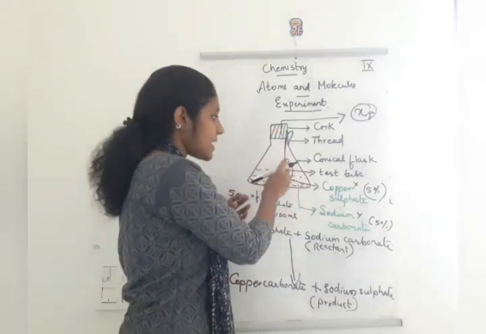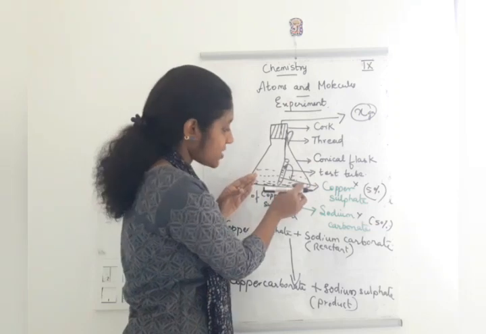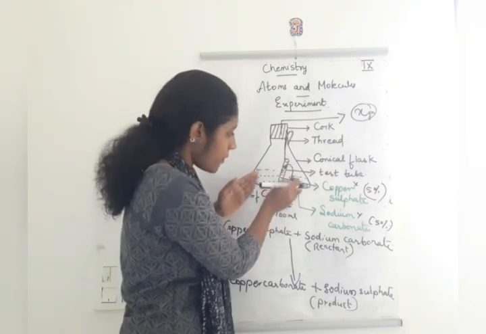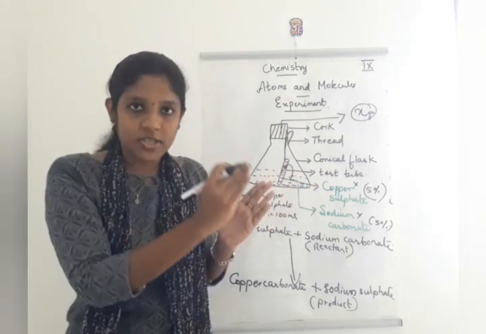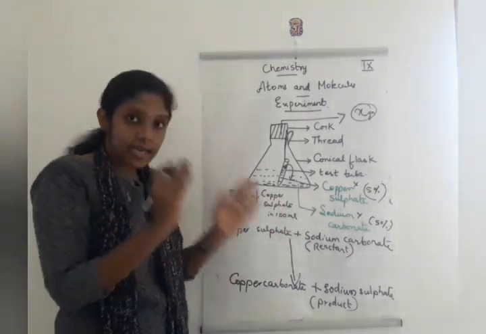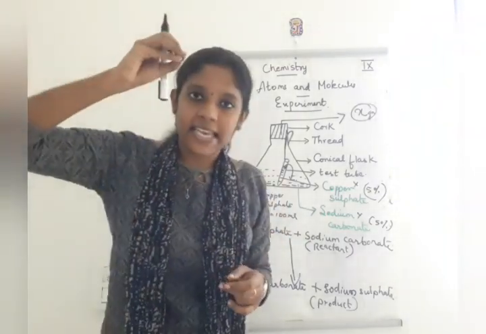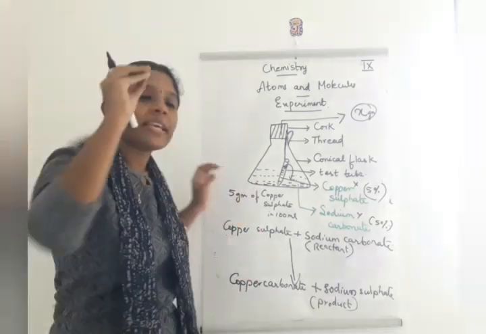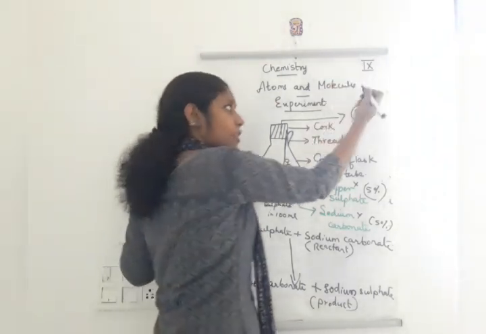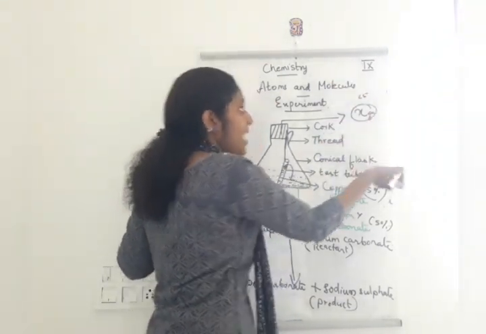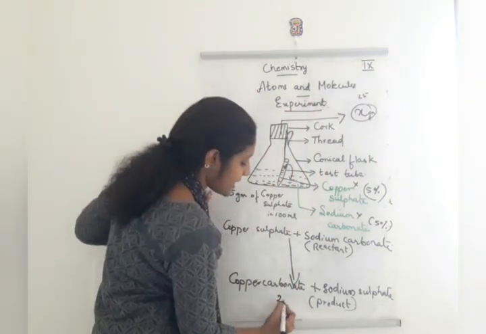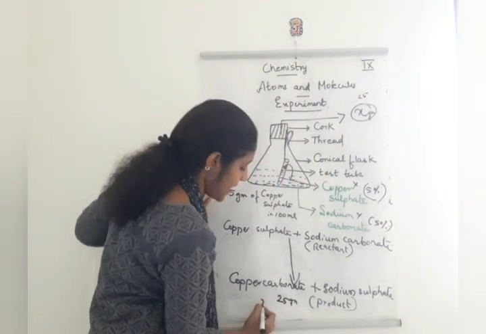The solution inside the test tube will react with the solution of the conical flask. It will fall into the conical flask and the reaction takes place, and after the reaction is over you will weigh it once again. When you weigh it again, you will get the same x gram. Whatever x gram is, if it is 20-25 gram, after the reaction also you will get the same 25 gram, or the x gram.